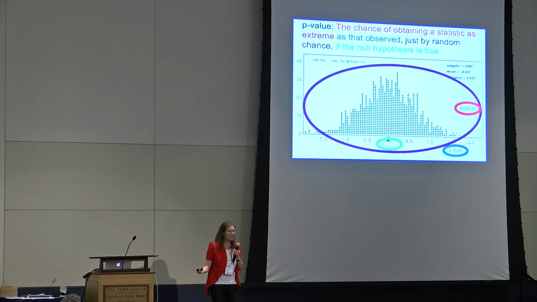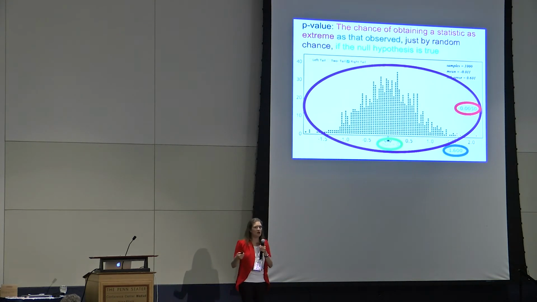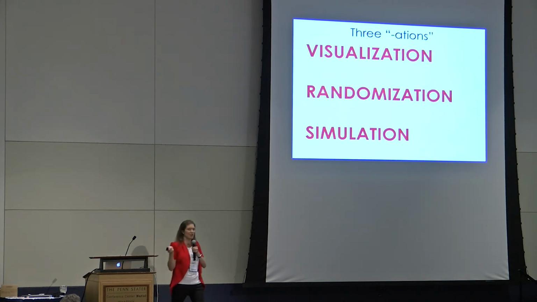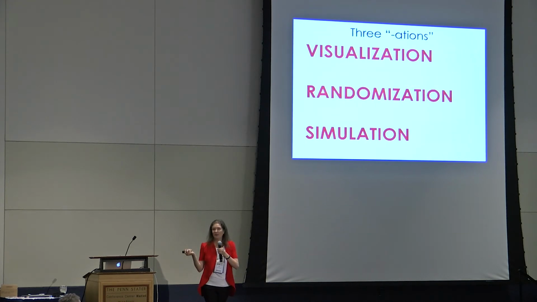It's so much easier than the area under a theoretical density distribution in the tail beyond a standardized test statistic. It's much more concrete for our students. And I think, to me, this concept really epitomizes the 3 Asians. It's very visual. Students can see what will happen just by chance. They can see how extreme their observed statistic is. And it's completely based on randomization and made possible via simulation.